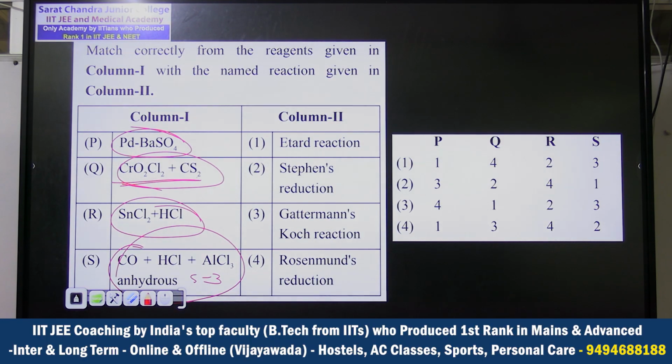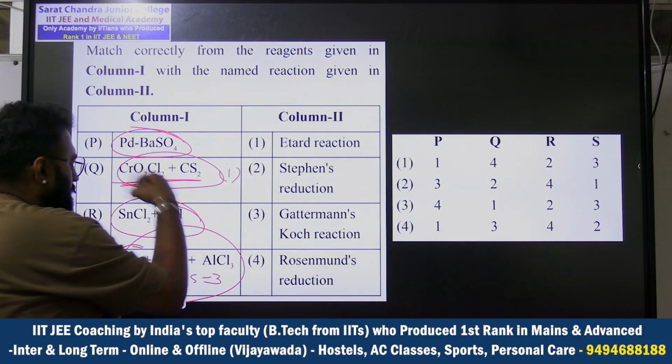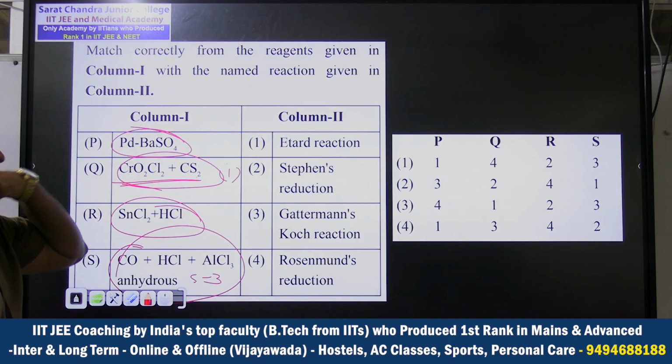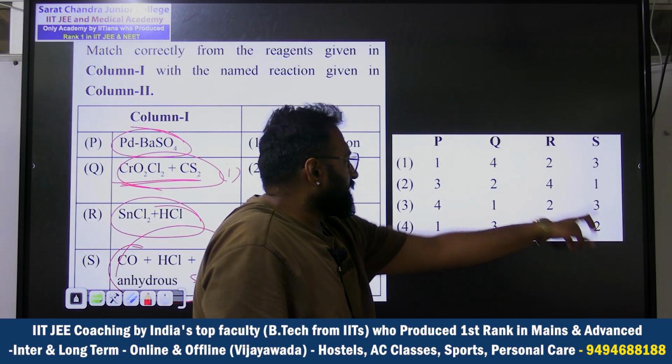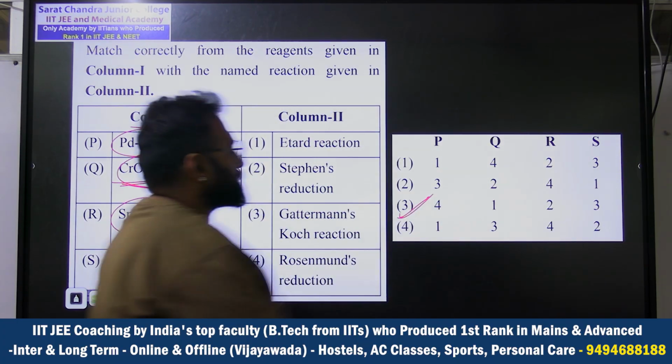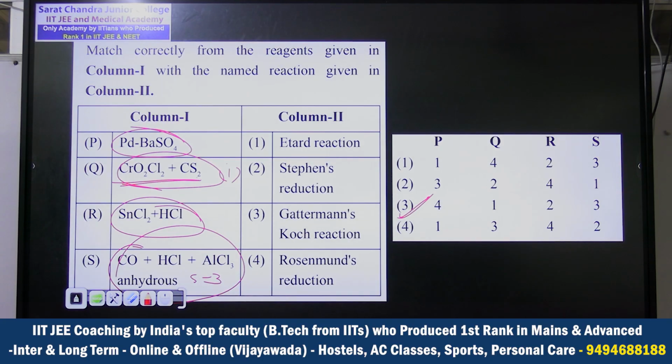Chromium chloride plus Cl2. What is the reagent? Etard. Which will be the correct option? Think fast. This is very simple. Etard reagent. So Q it is 1, for S it is 3. Check: S it is 3, Q it is 1. So option number 3 is correct.